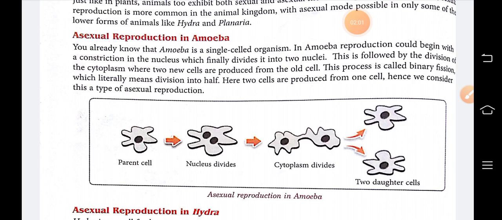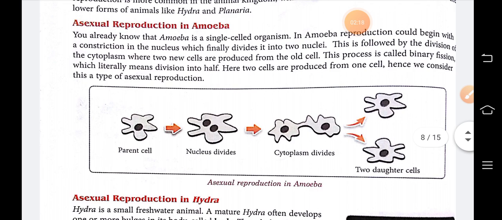So the division of the cytoplasm, which is followed by the division in the nucleus, where two new cells are produced from the old cell, this process is known as binary fission.